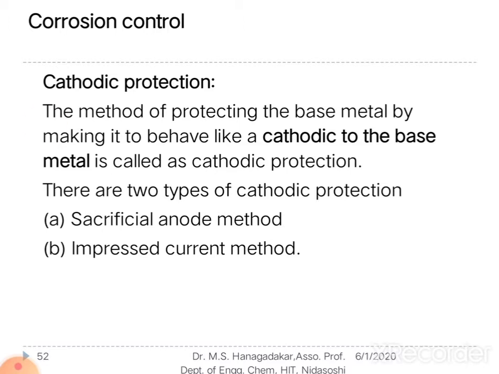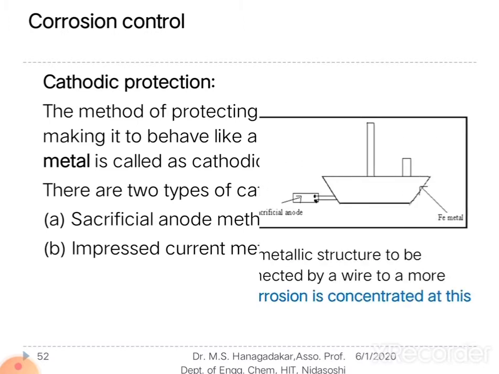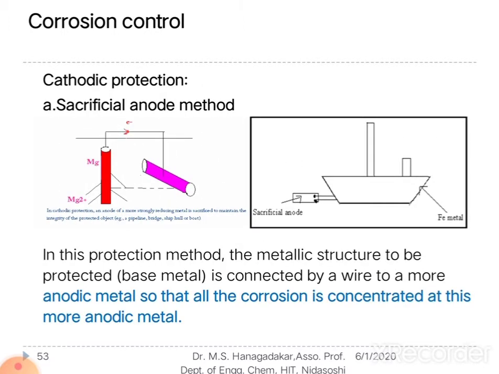It means, what is cathodic protection? The method of protecting the base metal by making it behave like a cathode is called cathodic protection. There are two types of cathodic protection. The first one is the sacrificial anodic method. The second one is the impressed current cathodic method. Let us discuss how these important techniques are used to control corrosion.